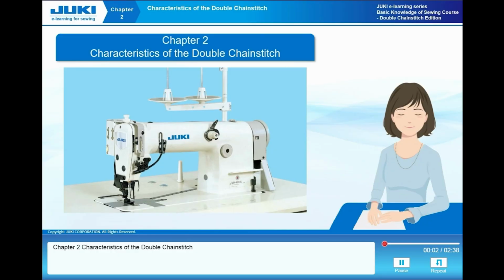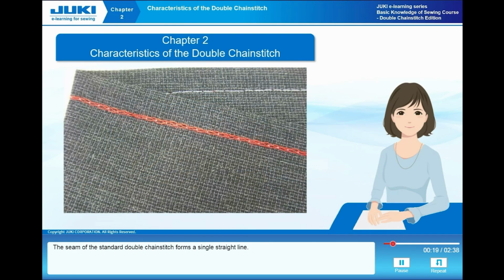Chapter 2, Characteristics of the double chain stitch. There are two types of double chain stitch: the standard double chain stitch and the special double chain stitch. The seam of the standard double chain stitch forms a single straight line.